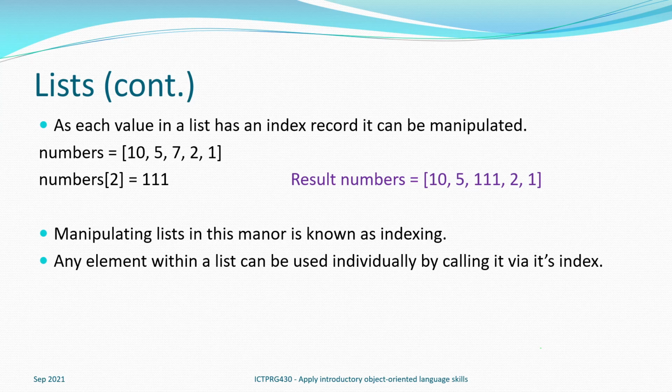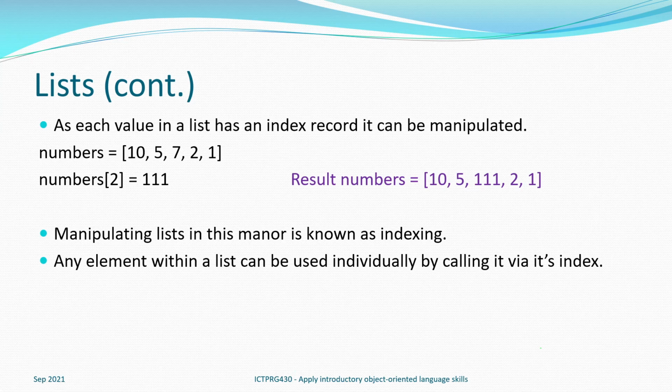As such, a list can be manipulated in totality or individual storage spots. So each storage location has an index. That index value is where it's stored. Now, remember, we're in binary. We count from 0. Index 0, index 1, index 2. So we're going to change 7 to 111. So the new list, after executing this line, will look like 10, 5, 111, 2, 1.